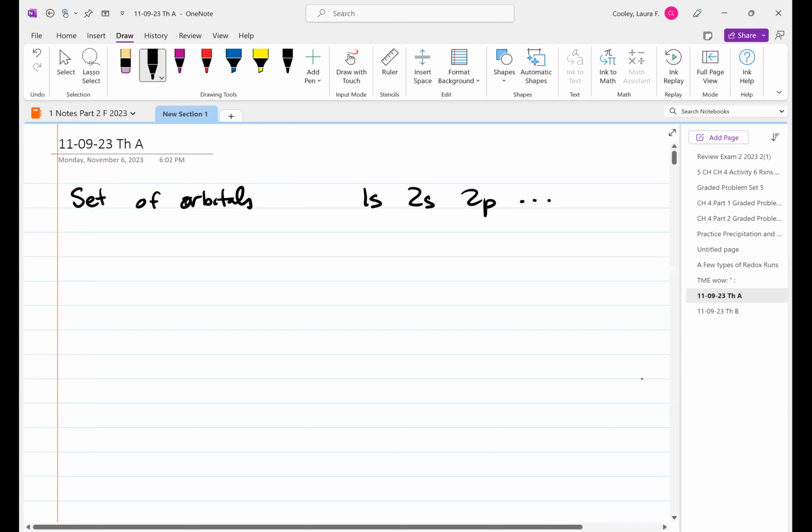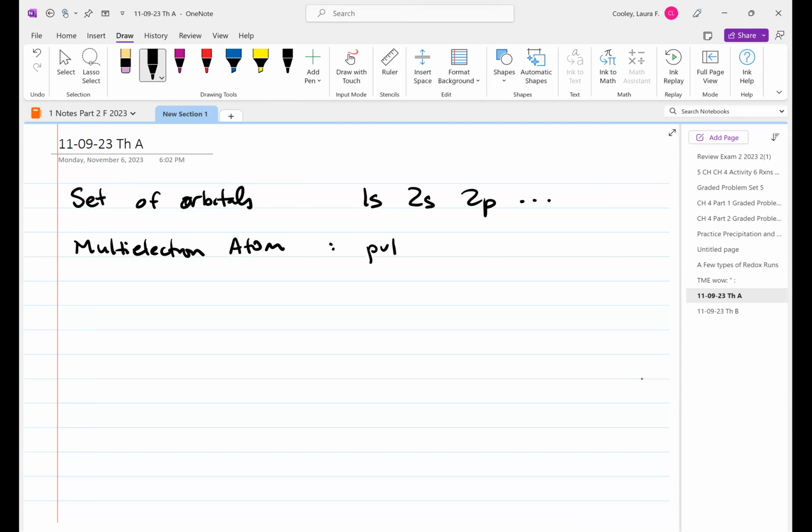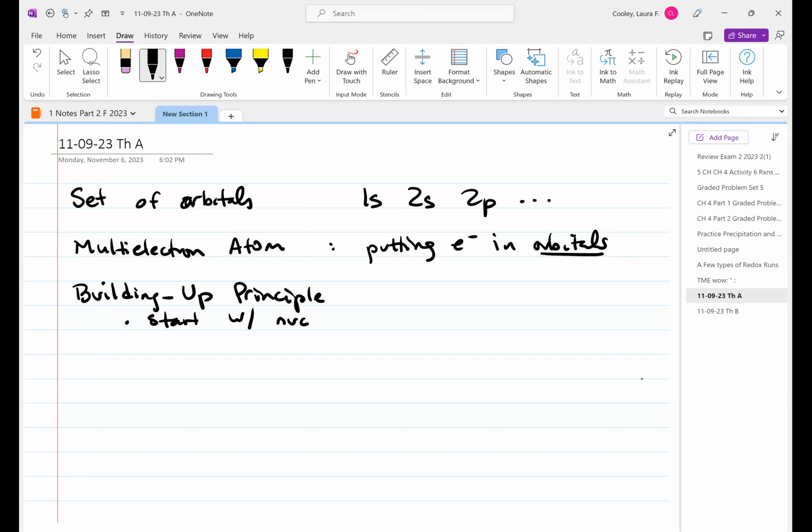And so what we're going to work on first is, for multi-electron atoms, how do we put electrons in these orbitals? As you might imagine, like everything in this course, there are certain rules we have to go by. This rule is called the building up principle. It's actually in German, the Aufbau principle, but that's all right. We always use the building up principle. That's what it means. It's basically the idea that you start with the nucleus.